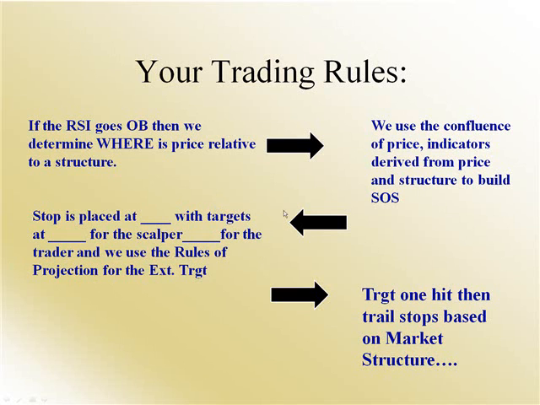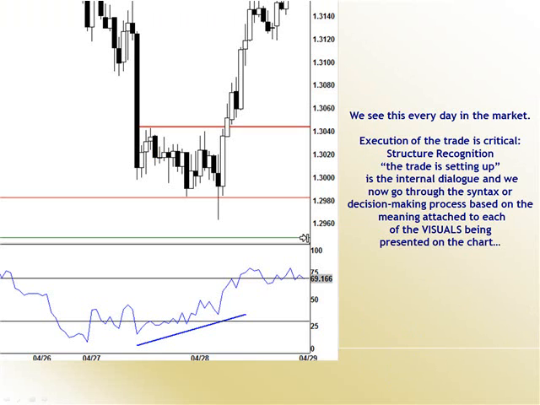And this is basically an example of how the thought process that one goes through to get from point A to point B. Target one hit, then trail stops based on market structure. And guys, we see this every day in the market.